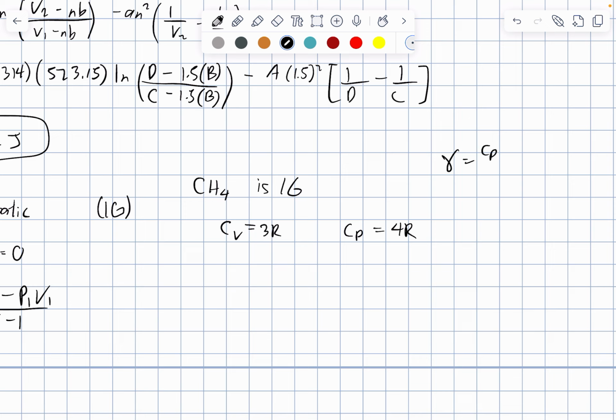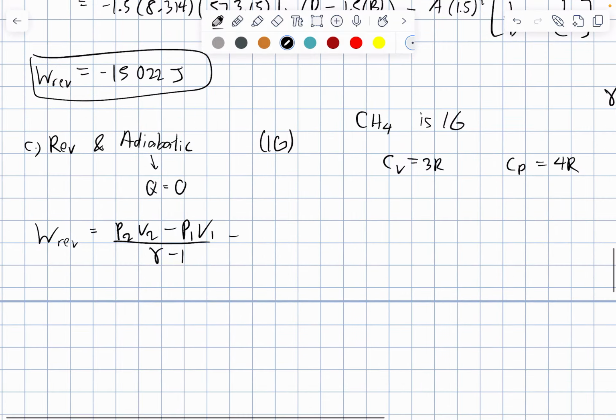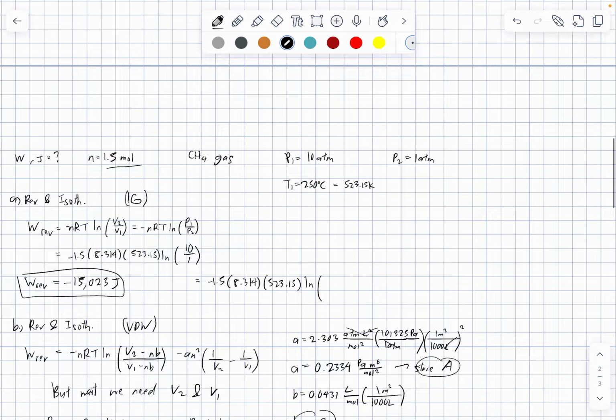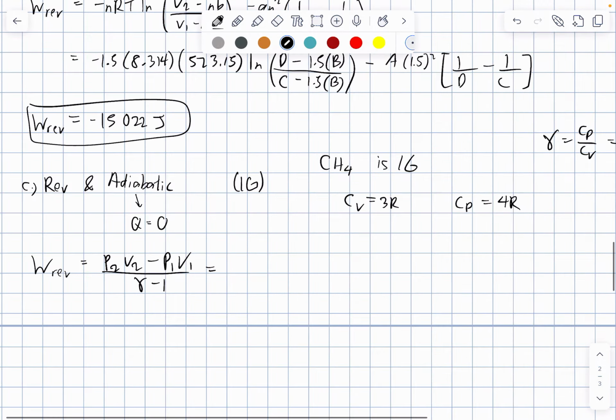Gamma is equal to Cp over Cv. Cp is 4R, Cv is 3R. That's 4 over 3. So that's how we got the gamma. Pressure 2, we do have, no? Pressure 2 is 1 atmosphere. Let's convert it to Pascal: 101,325 Pascal. And then volume 2.